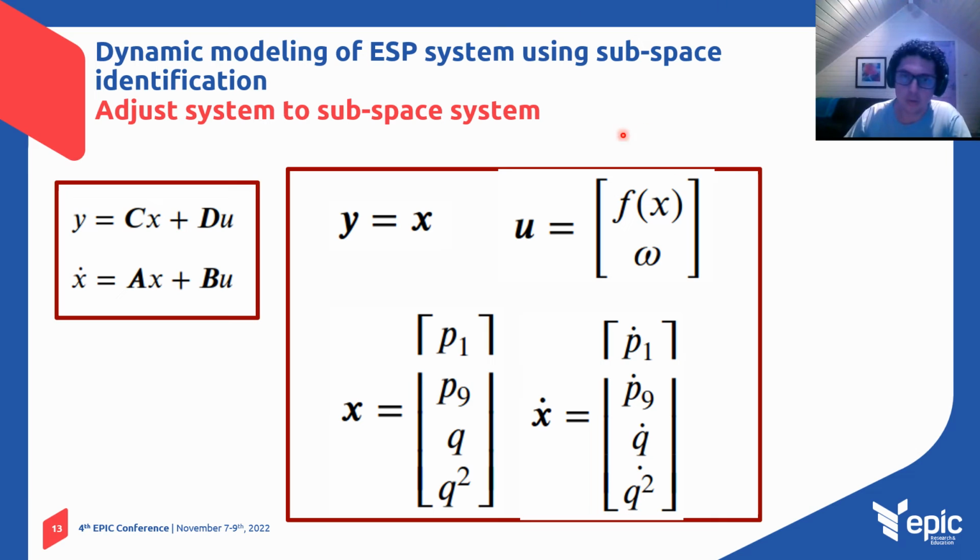The variables selected to model the state space system are: as the state vector, we have the pump inlet pressure, the pump output pressure, the flow rate, and the square of the flow rate. As input variables of the input vector, we have a function of the choke valve opening and the rotation of the pump. So here we have our state space system.